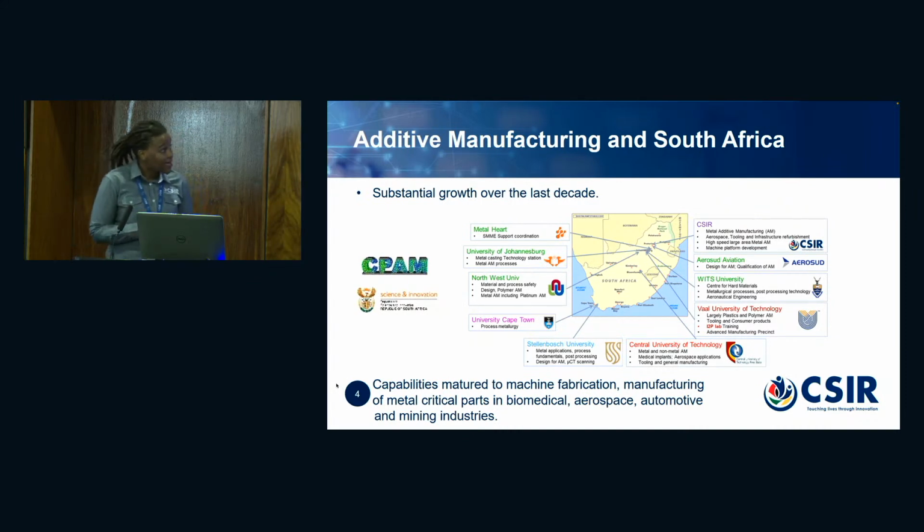Now, on the schematic on the graph are a couple of role players that are part of the collaborative program in additive manufacturing, also known as CPAM. And CPAM is an initiative of the Department of Science and Innovation. These role players vary in the industries that they work in, from research entities like the CSIR to various tertiary institutions. We've got Aerosud, which is a private company in the aerospace field, as well as SMMEs, such as Metal Heart.